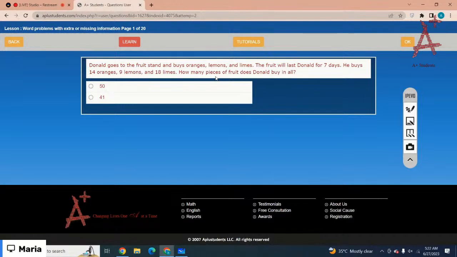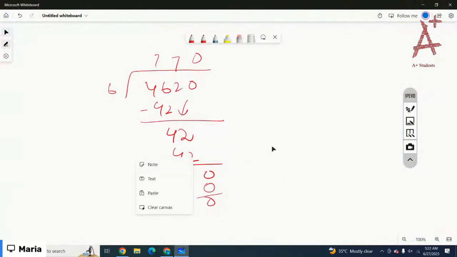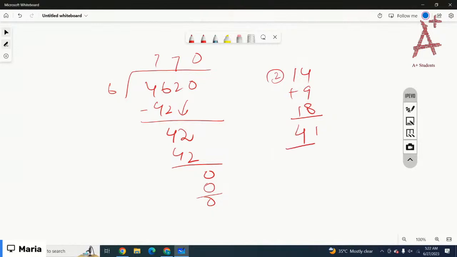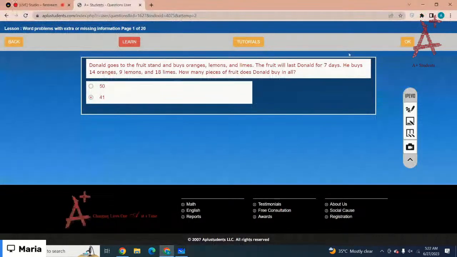So you have to add 14 plus 9 plus 18. 12 and 9, 21. 1, 2 carry. 2, 3, 4, 41. That means the total fruit he bought is 41.